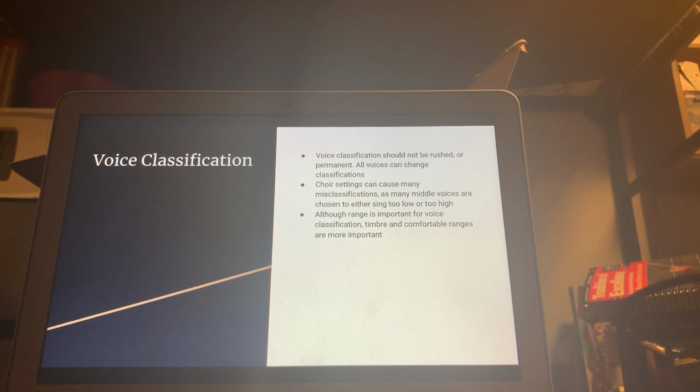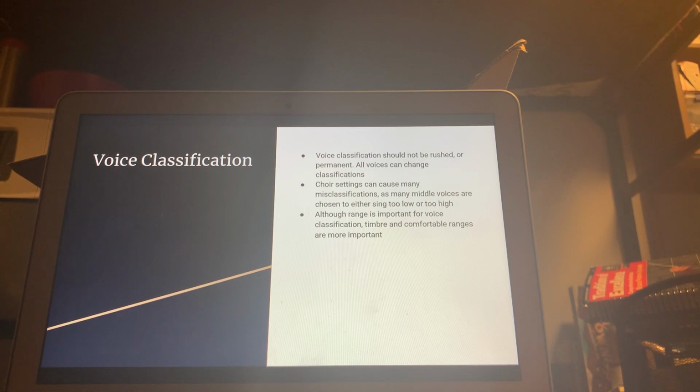Because as it goes, choir settings can cause many misclassifications, because a lot of people, like I said, are put on a high voice part, say, in middle school, and their voices drop. And instead of switching their voice parts, they make them stay on their original voice part, which can damage the voice a lot. So it's a very bad thing to make things permanent.